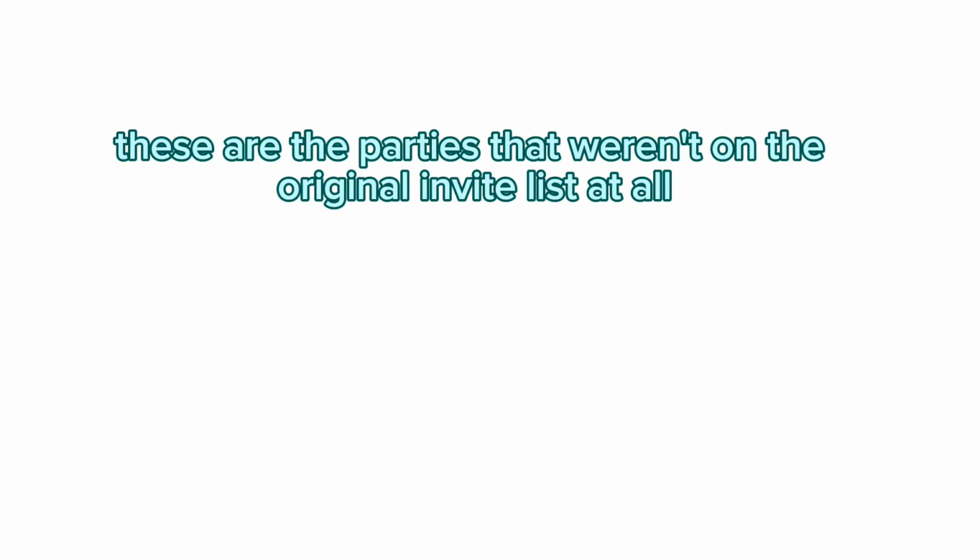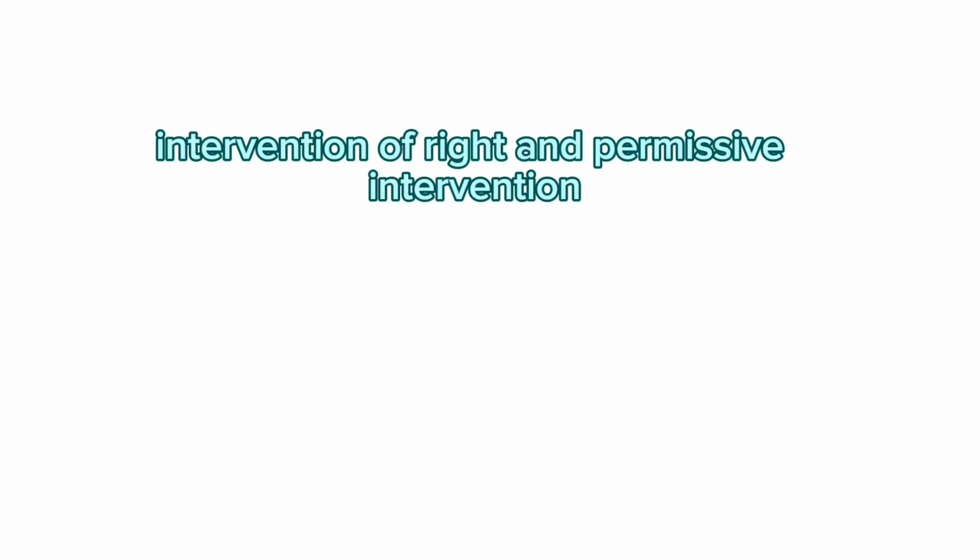The third wheels. These are the parties that weren't on the original invite list at all. Let's start with intervention under Rule 24. This is the party crasher. Crasher implies they're unwanted, but sometimes they are desperately needed to protect their own rights. Rule 24 splits this into 2 types: intervention of right and permissive intervention. Intervention of right sounds intense, like I have a right to be here.